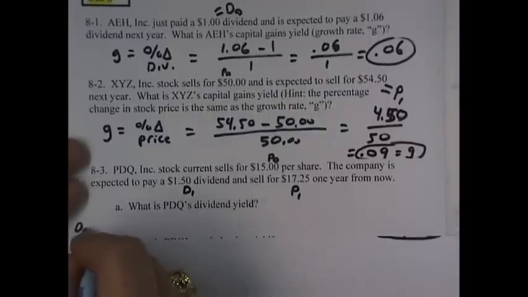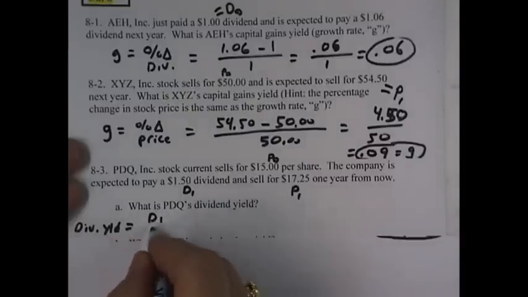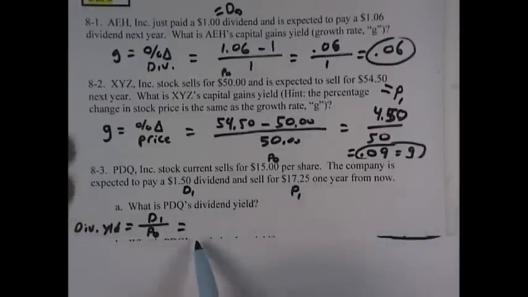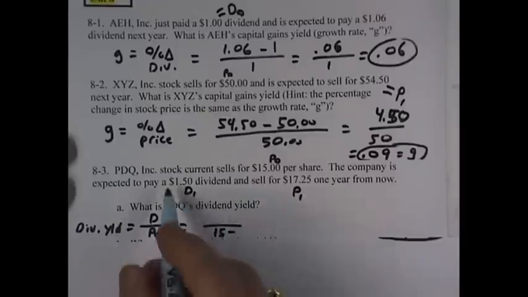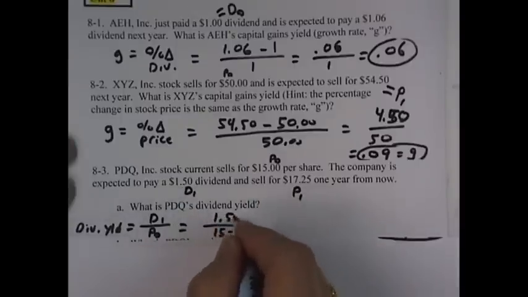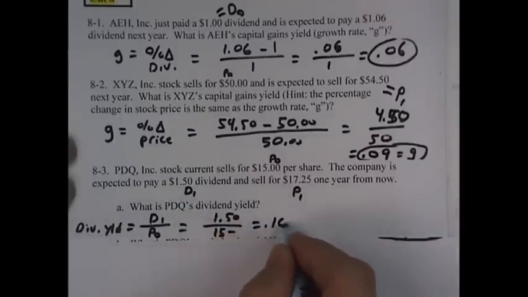The dividend yield is the dividend you'll get 1 year from now divided by the current price you would pay to buy the stock. So if you buy the stock today, you'll pay the current market price of $15 and you'll get a $1.50 dividend 1 year from now. So the dividend yield is 10%.